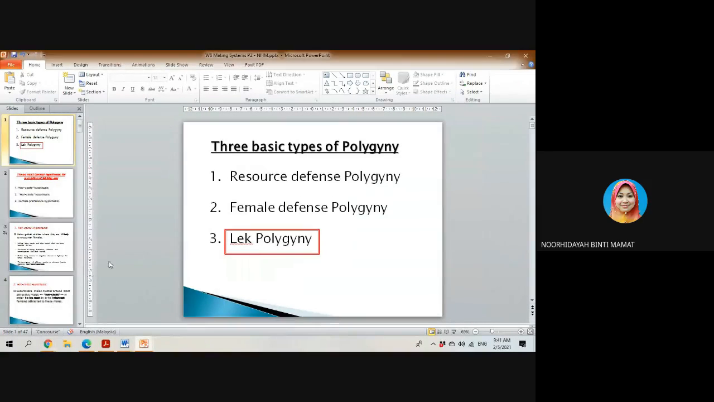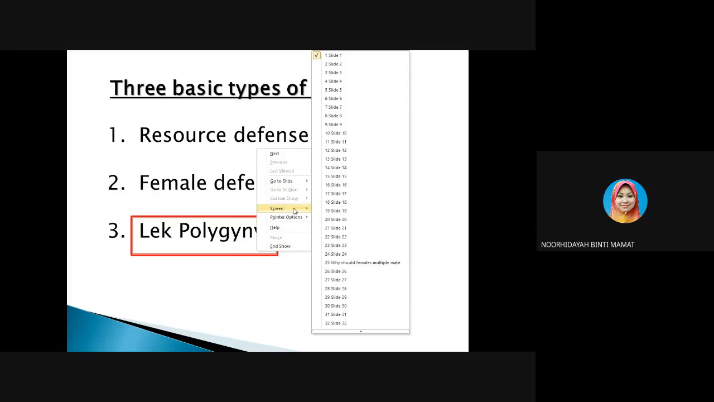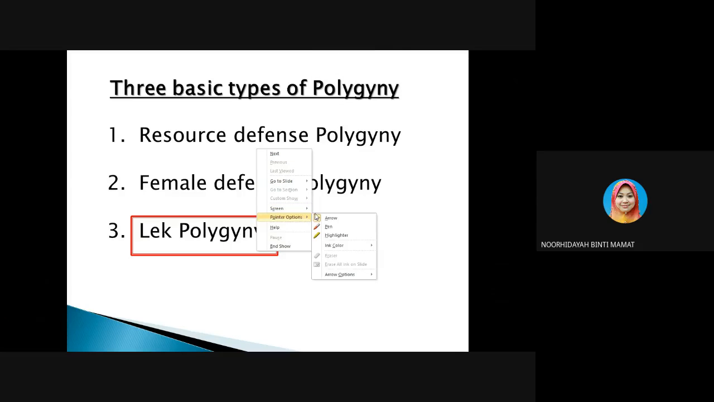So in the previous lecture, we already studied the categories of the mating system in animals, which are monogamy and polygamy. In polygamy, we have three types: polygyny, polyandry, and polygynandry. Today we are going to continue with polygyny, the three basic types of polygyny.